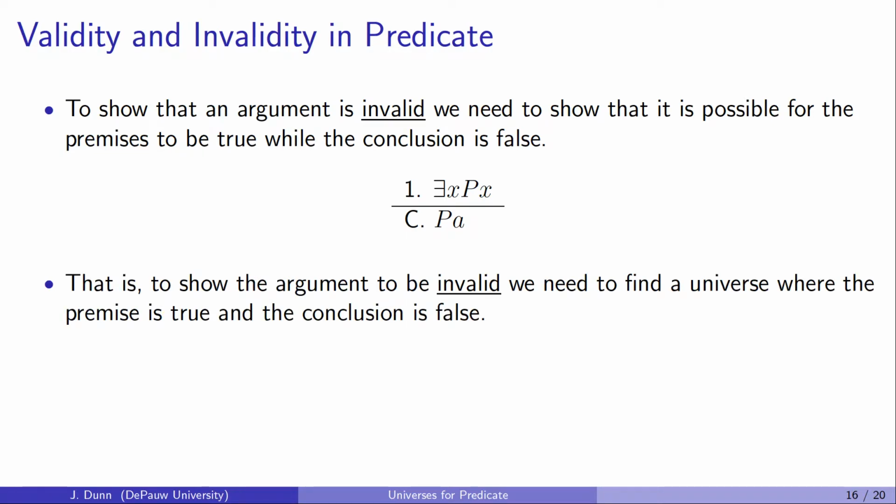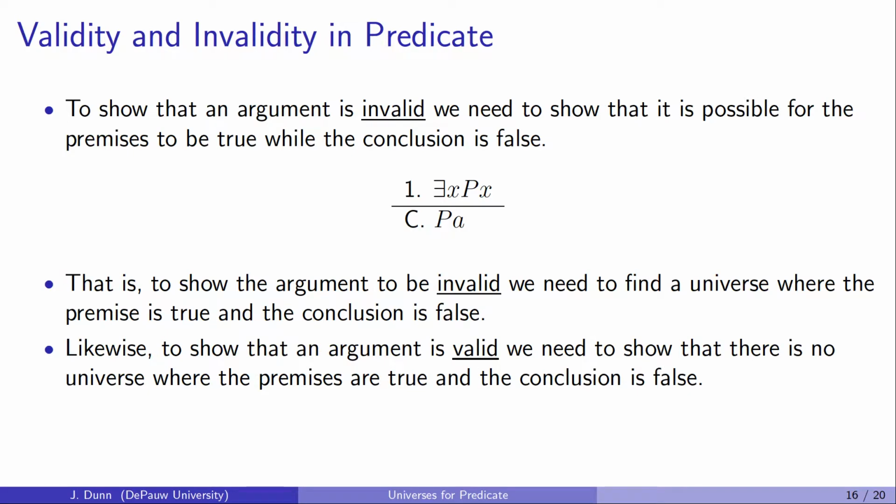Put another way, to show that the argument above is invalid, we need to find a universe that simultaneously makes the premise true and the conclusion false. So it's sort of a universe that's doing two things at once. It's making the premise true and the conclusion false. Likewise, to show that an argument's valid, we would have to show that there aren't any universes where the premise or the premises are true and the conclusion is false.